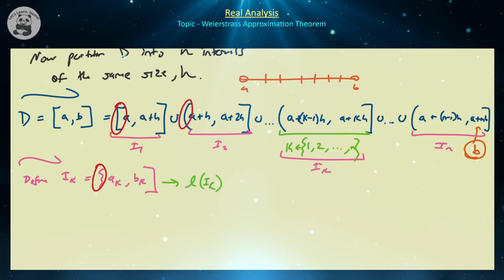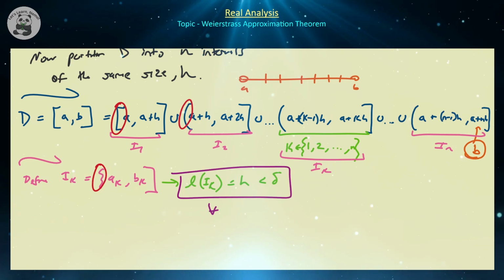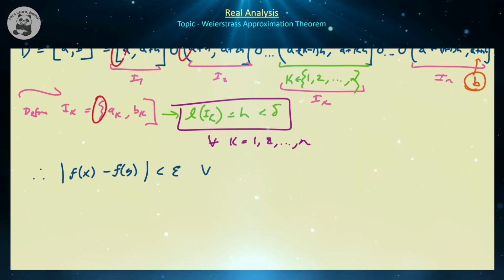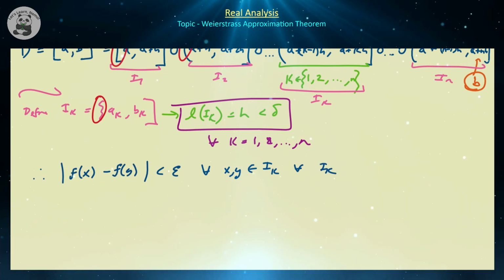So the length obviously is going to be equal to h by construction. So our distance is going to be equal to h, and by the Archimedean principle, we were able to show that that's less than delta. And keep in mind, this is going to be true for all k equal to 1, 2, all the way up to n. So if that is the case, then what do we have? That means that |f(x) minus f(y)| is going to be less than epsilon, and that's going to be true for all x, y inside of Ik. And that's going to be true also for all intervals Ik.